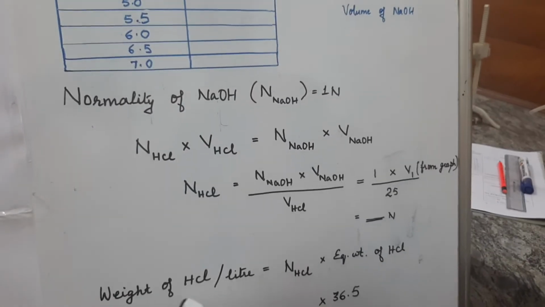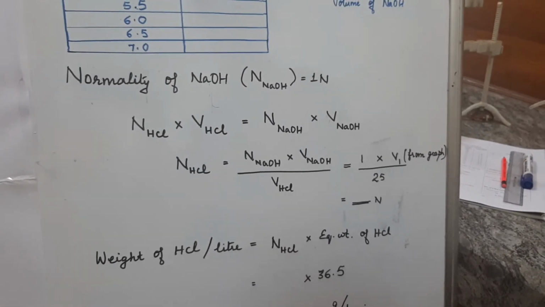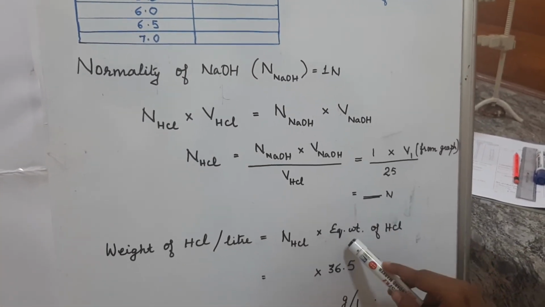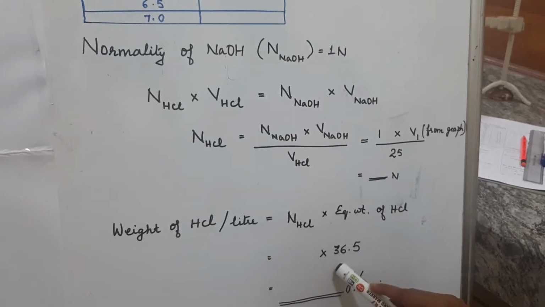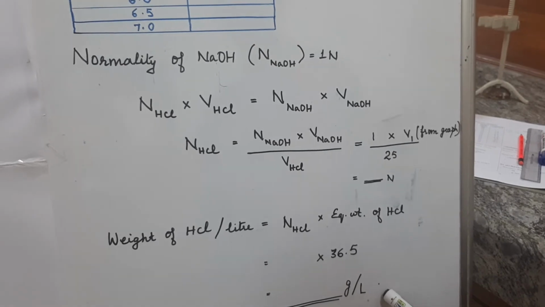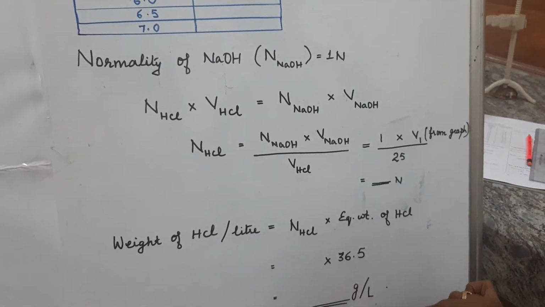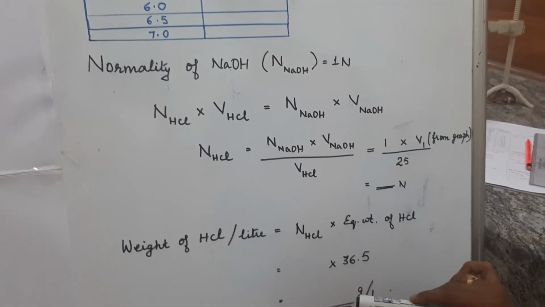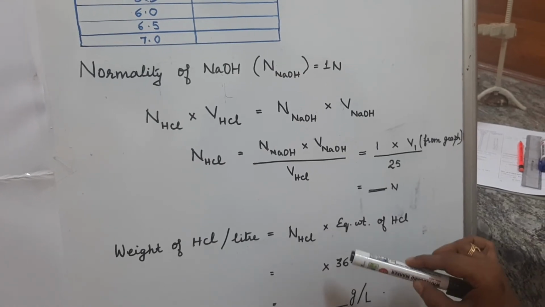Now from this you can calculate the weight of HCl per liter, that is the normality of HCl times the equivalent weight of HCl, which is 36.5. You will get it as so many grams per liter. This is the calculation for hydrochloric acid, the strong acid present in the mixture.